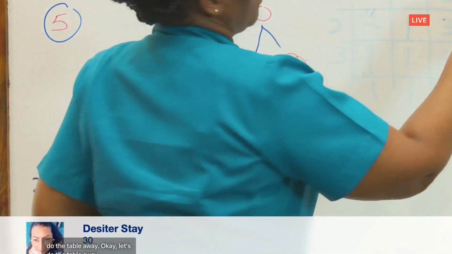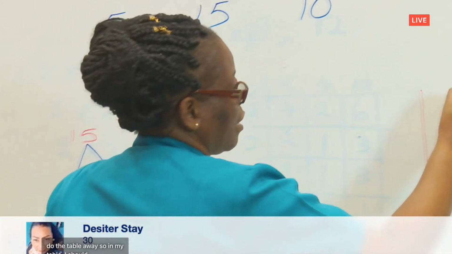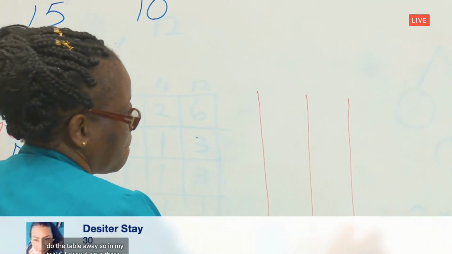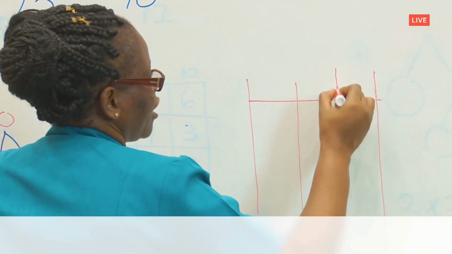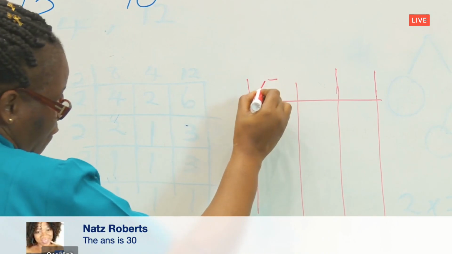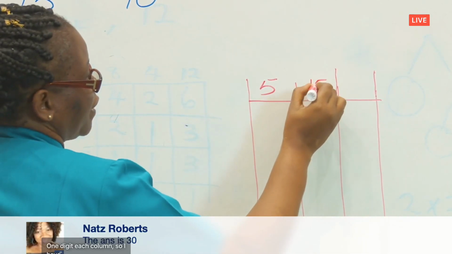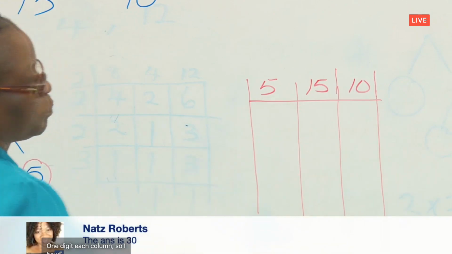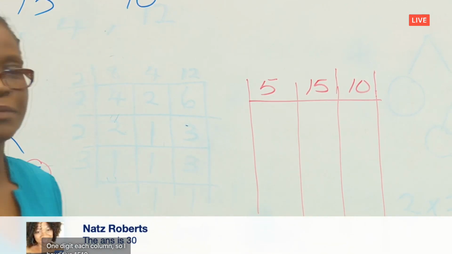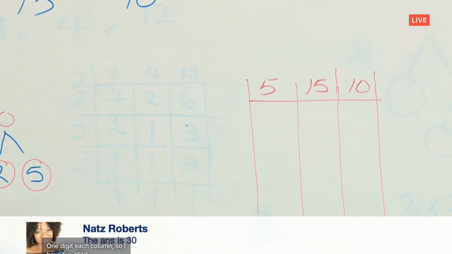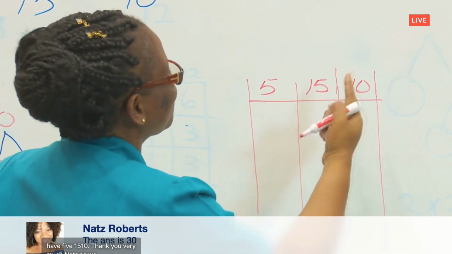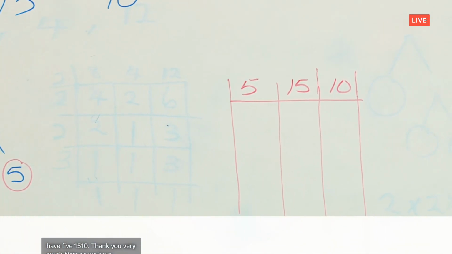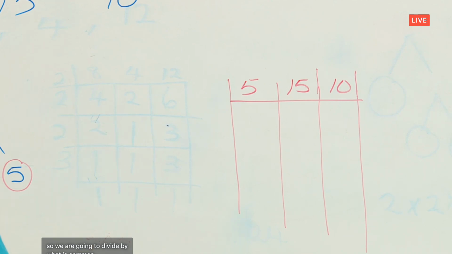Very good. So let's do it. You think we have to do it the table way? Okay, let's do it the table way. So in my table, I should have 3 columns. 1 digit each per column. So I have 5, 15, 10. Thank you very much, Nat. So we have 5, 15, 10.